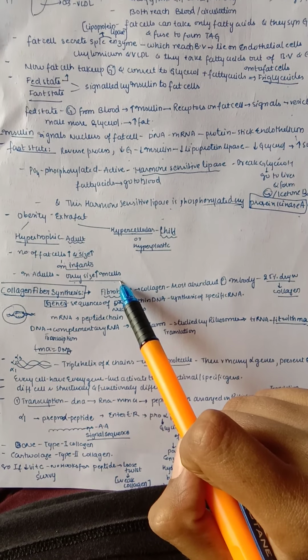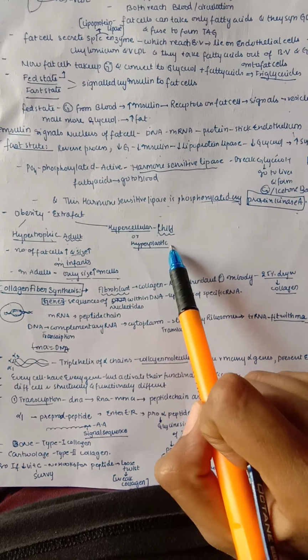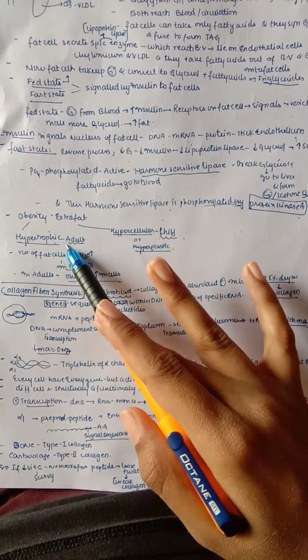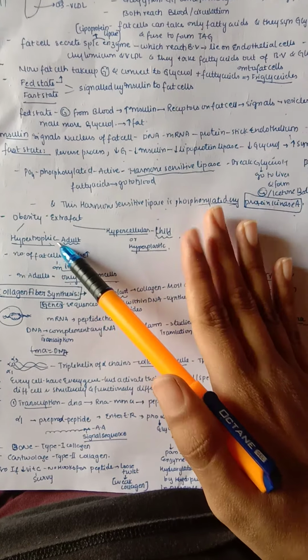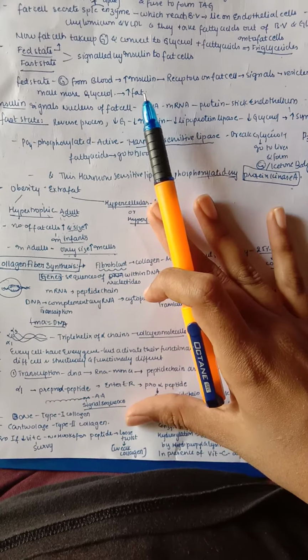That is, in adults we can see this hypertrophic, and hypercellular or hyperplastic we see in children, because in children the number of cells is also increasing, but in adults once the fat cells are formed, only the size of the cell keeps on increasing. So now let us start the collagen fiber synthesis.